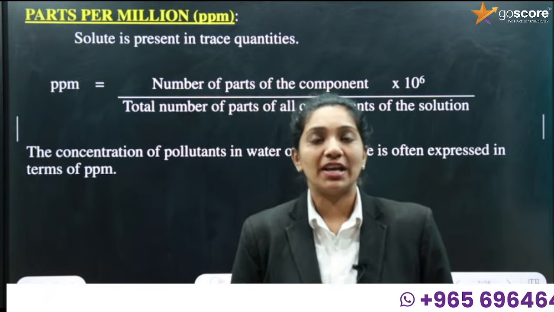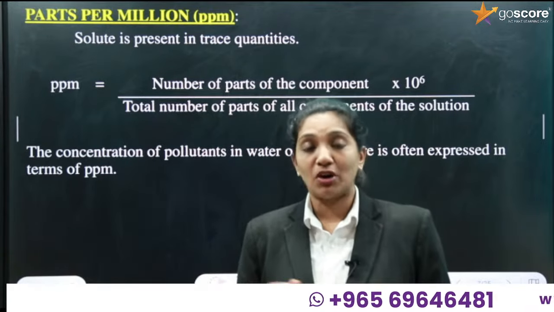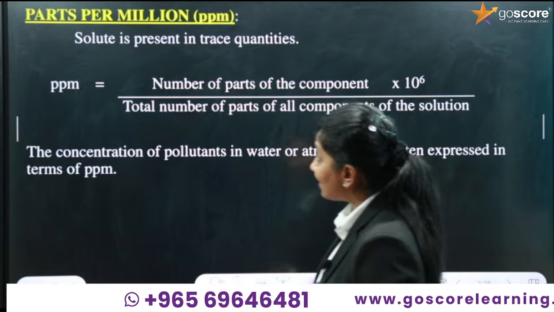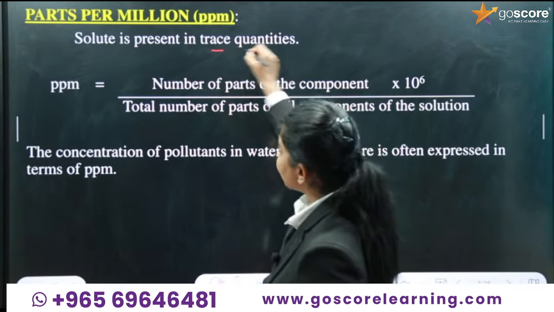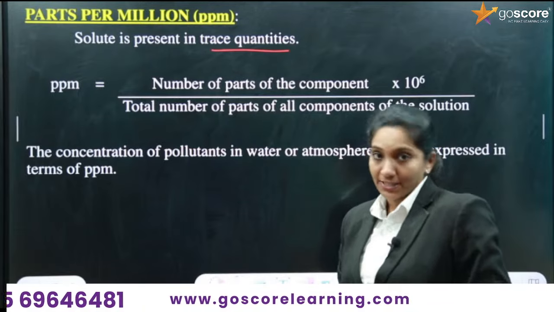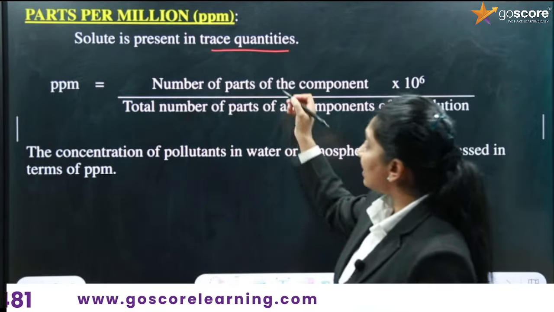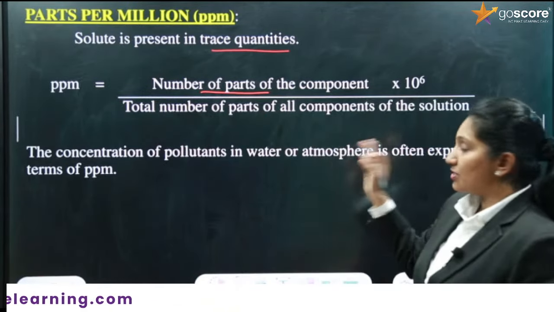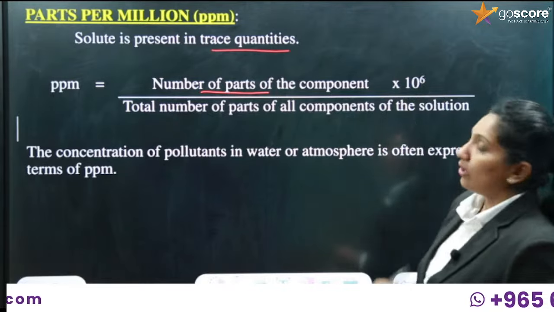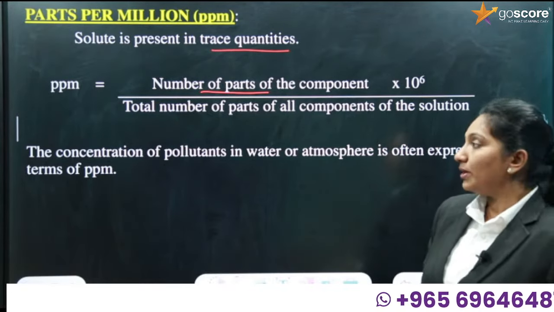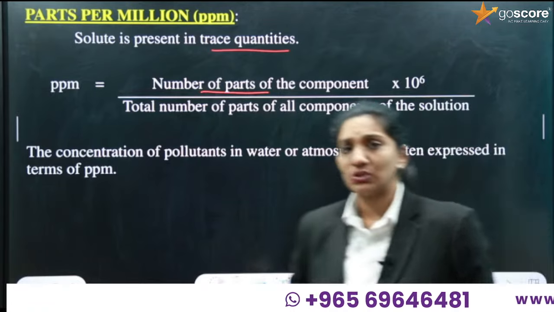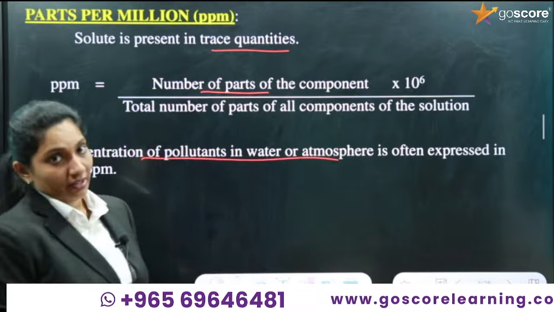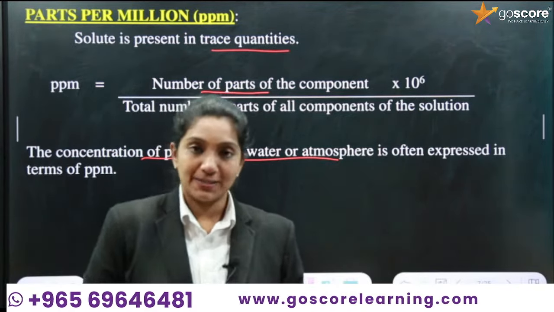Like if you want to express the impurities present in atmosphere or in water, we will use parts per million. That is, when the solute is present in trace quantity, we will use parts per million, and parts per million is the number of parts of the component divided by total number of parts of all the components into 10 raised to 6. Okay, so mainly this is used to express the concentration of pollutants in water or atmosphere.